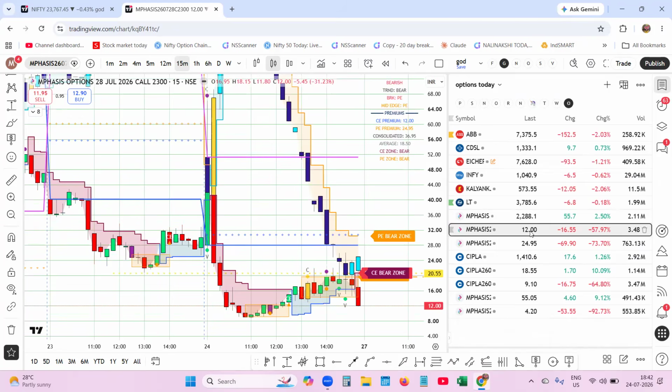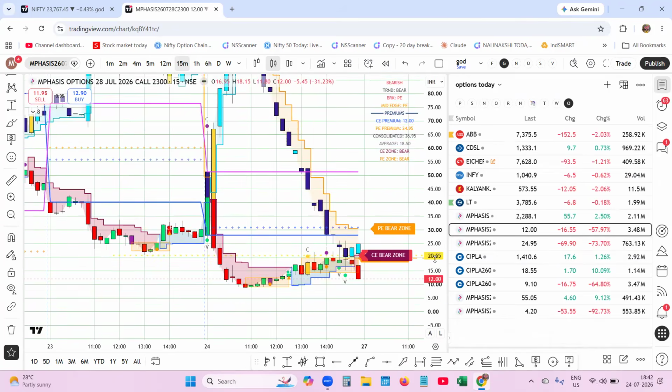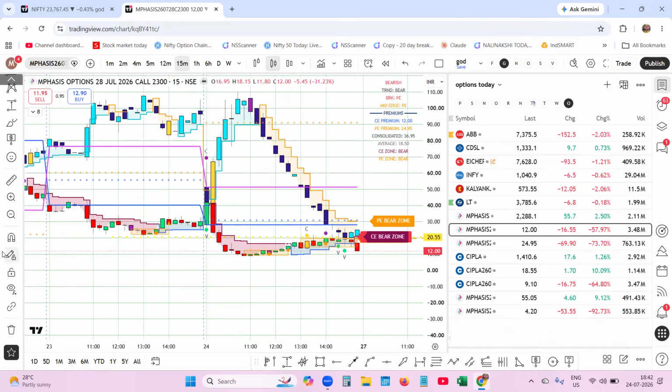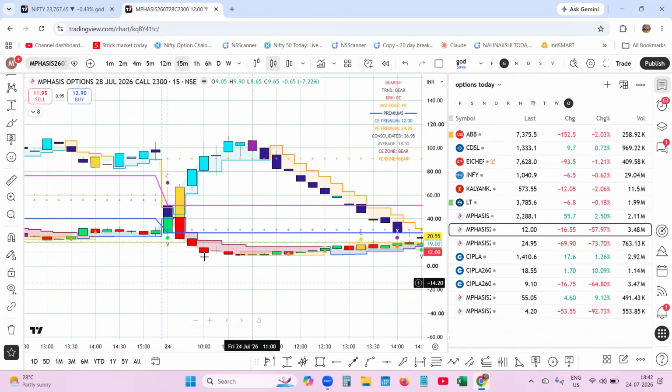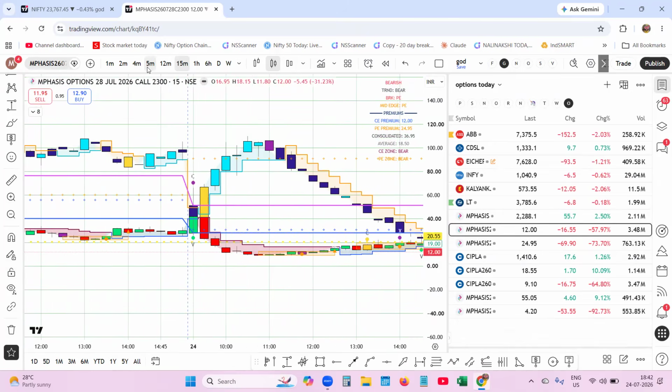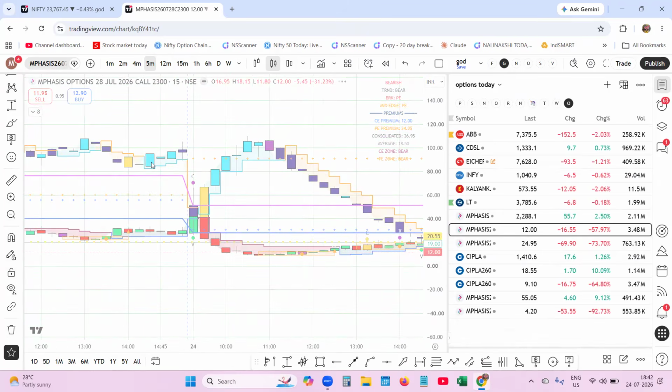2,300 call option and the put option. Here, it was only actually liquidity was seen in this pair. So I applied this. You can see over here. What is this? This is put option. This is call option. Let me go to the little bit of 5 minutes.